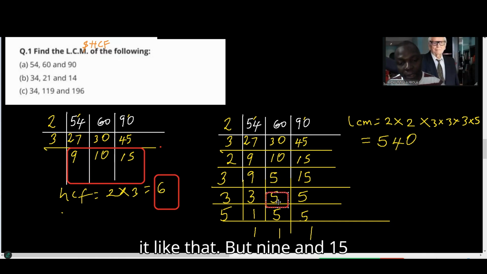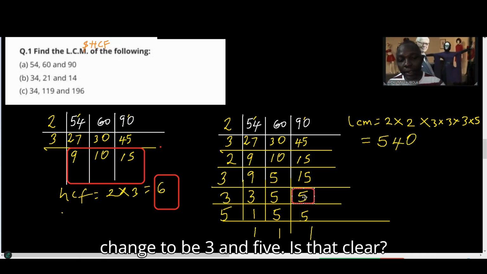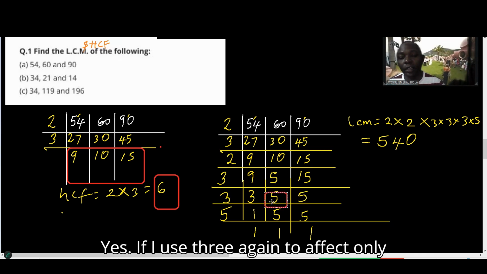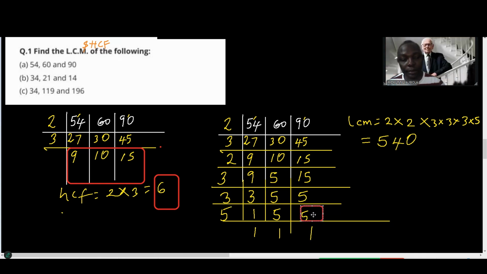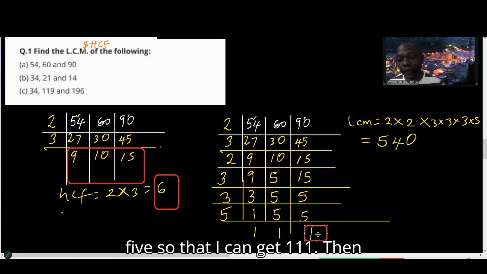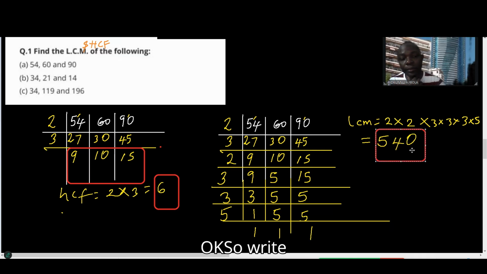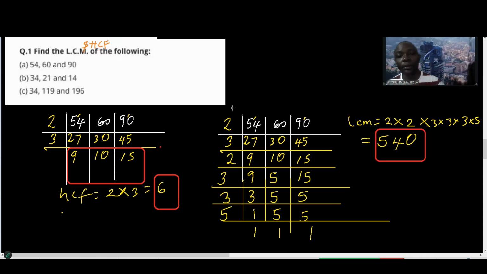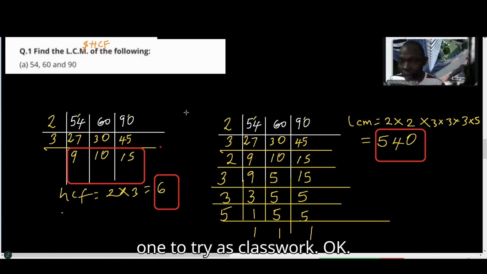I rewrote it like that, but 9 and 15 change to be 3 and 5. Is that clear? If I use 3 again to affect only 3, the 5s will not be affected. Then finally I use 5 so that I can get 1, 1, 1. Then I multiplied all of them. I got my LCM. So write down the solution to this question 1. Then I'll give you the second and third one to try as classwork, okay?